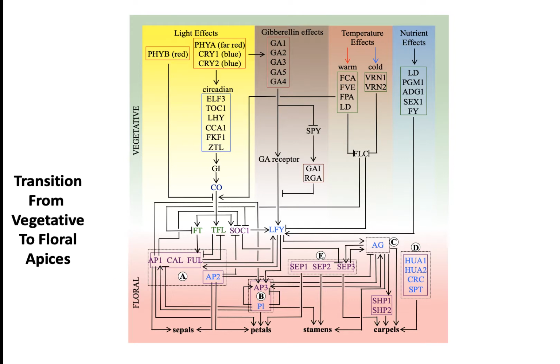But here, several things can affect a transition to flowering, including the effects of different light and wavelengths of light, certain hormones, especially gibberellic acid, and then temperature effects, both warm and cold depending on which plant it is, and then nutrient effects, including sugars and other compounds that affect a transition to flowering.